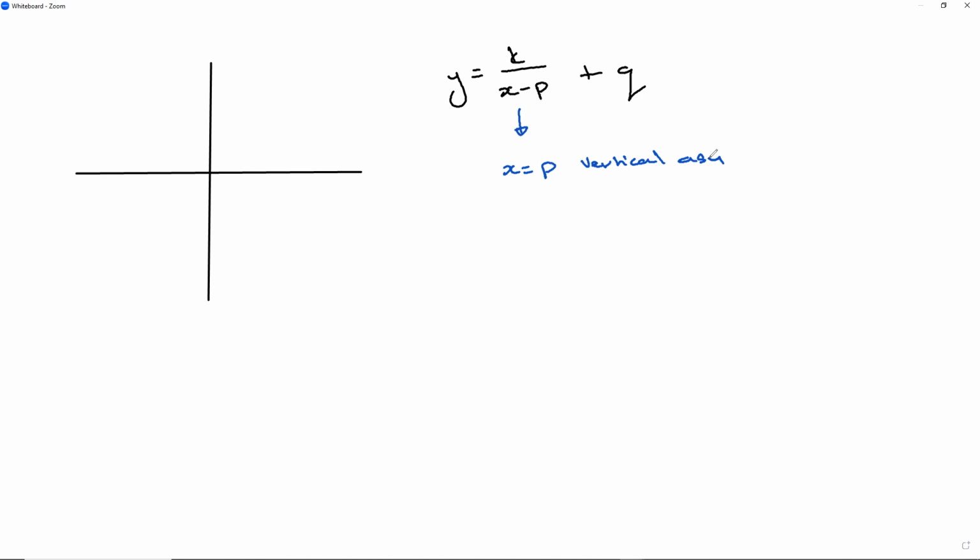So when we have a hyperbola, we have the equation, let's say y equals k over x minus p plus q. And what we have to remember from this is that this x minus p, which we can write as x equals p, is the vertical asymptote. And this part over here, y equals q, is my horizontal asymptote.